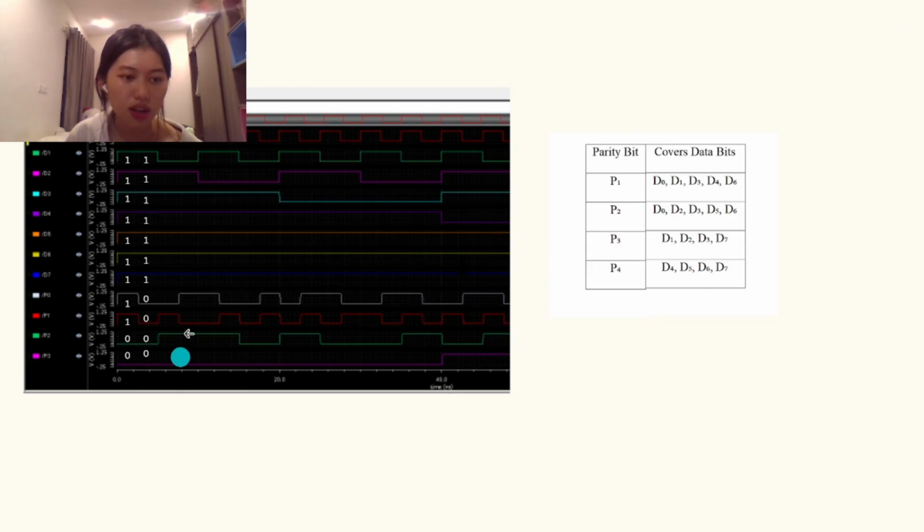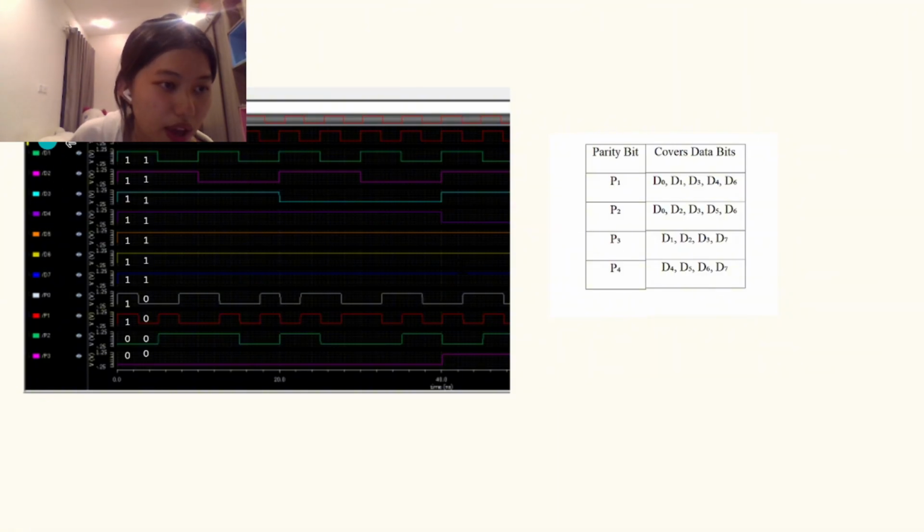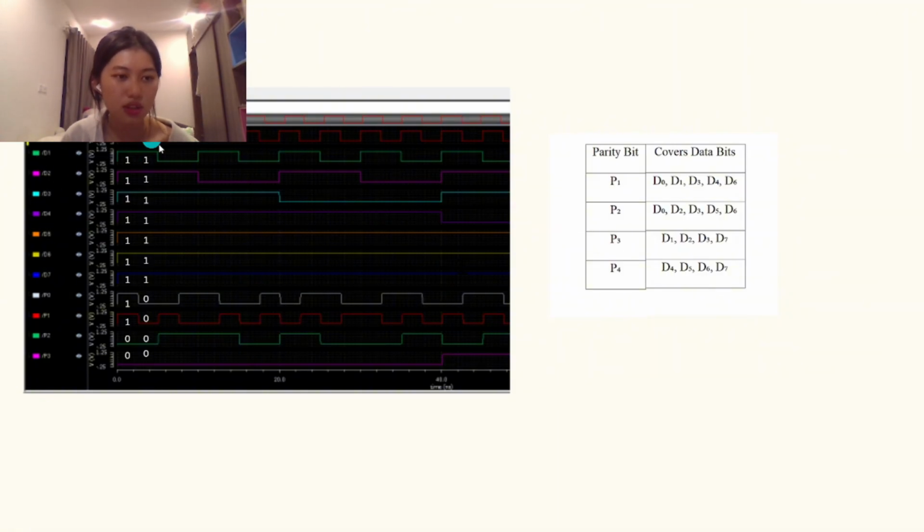And next, we have D0 now equal to 0. So P1 now will be 0 XOR 1 XOR 1 XOR 1 XOR 1, and P1 will be 0, and P2 will be 0 XOR 1 XOR 1 XOR 1 XOR 1, and it will be 0 too, and P3 will be 1 XOR 1 XOR 1 XOR 1, and it will be 0, and for P4 we do the same, and it will be 0 too.